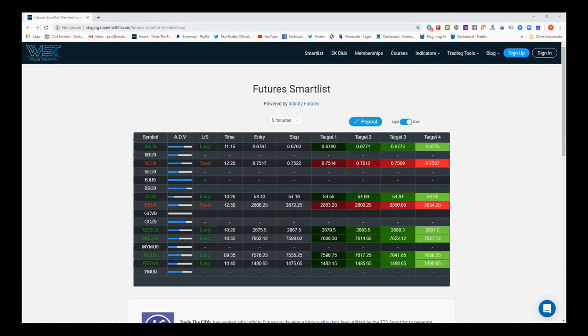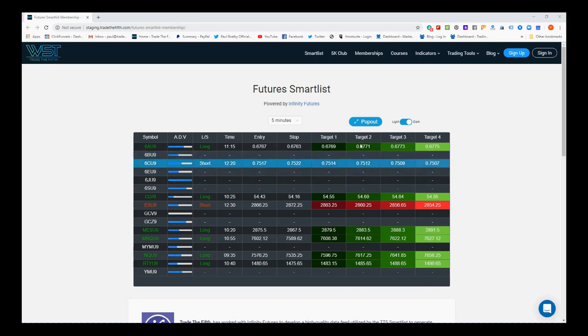Our SmartList is live data from our partner Infinity Futures, giving us live signals on both the 5 and the 15 minute time frame for day trading futures, on e-mini futures and also micro e-mini futures, and we're going to add more of those micro e-mini futures as we get the volume through there. So we are giving signals based on our BITS, our Breakout Intelligent Trading Signals software. This is machine learning in the cloud and is giving breakout signals 24 hours a day on these futures contracts.